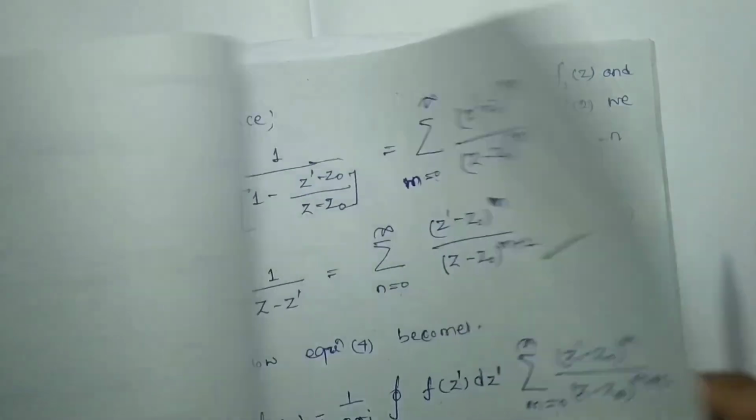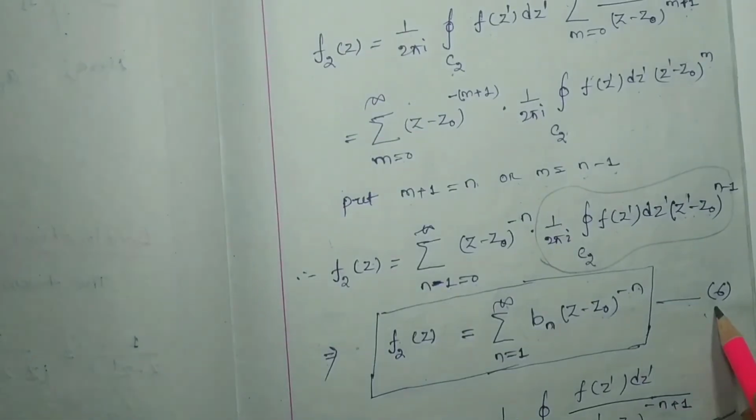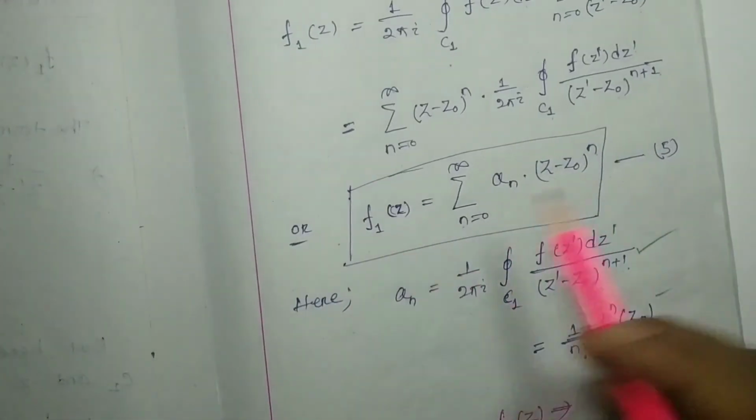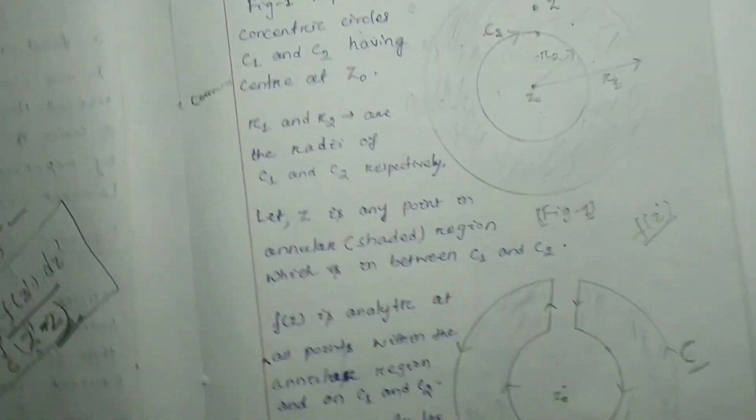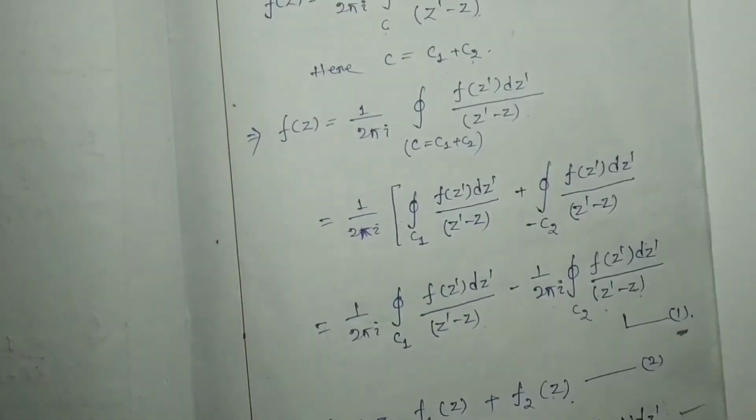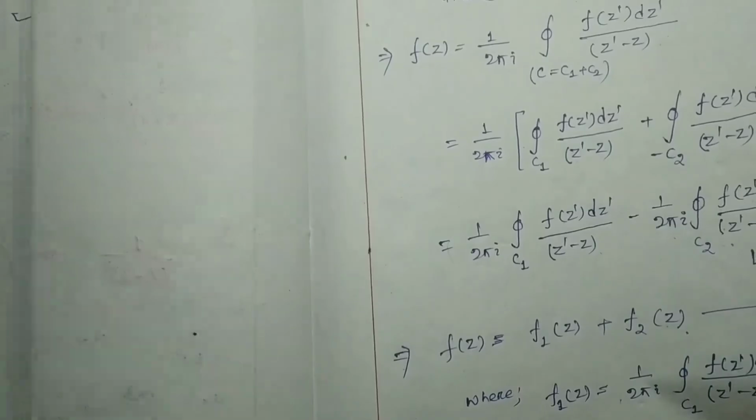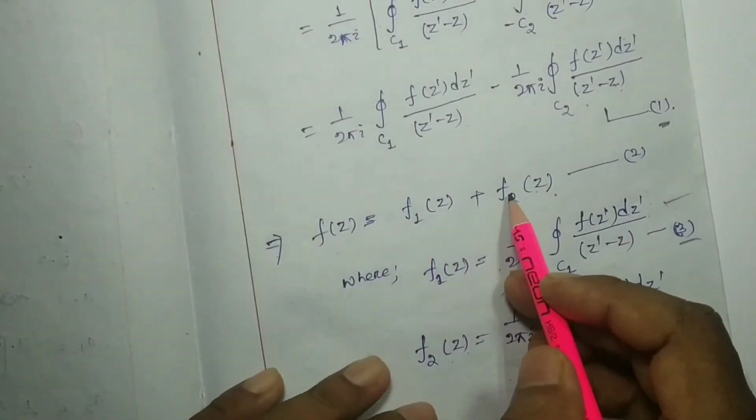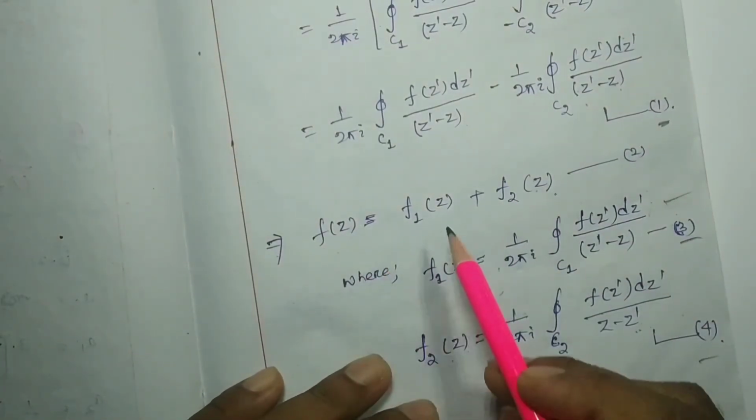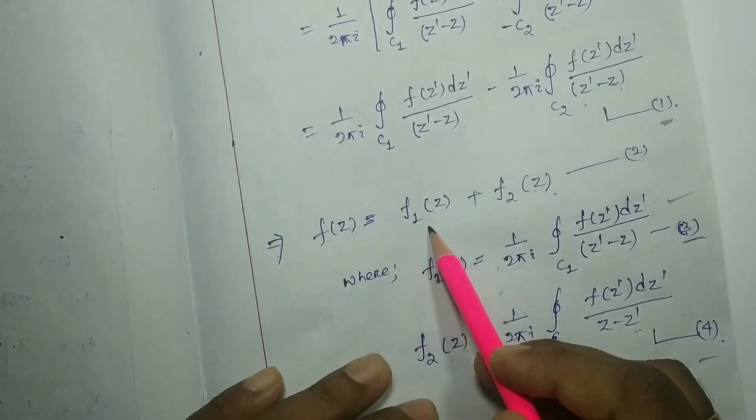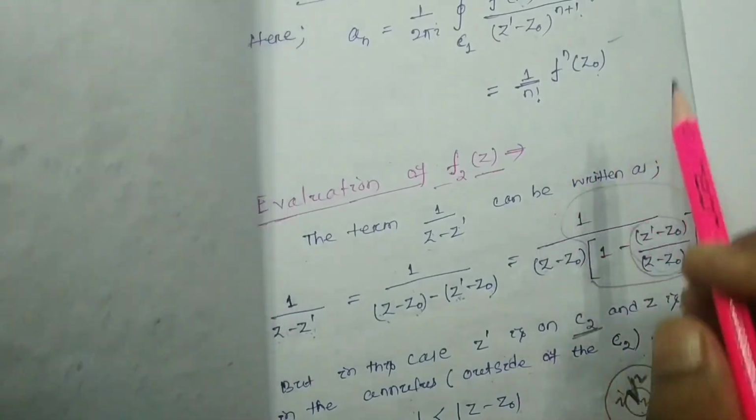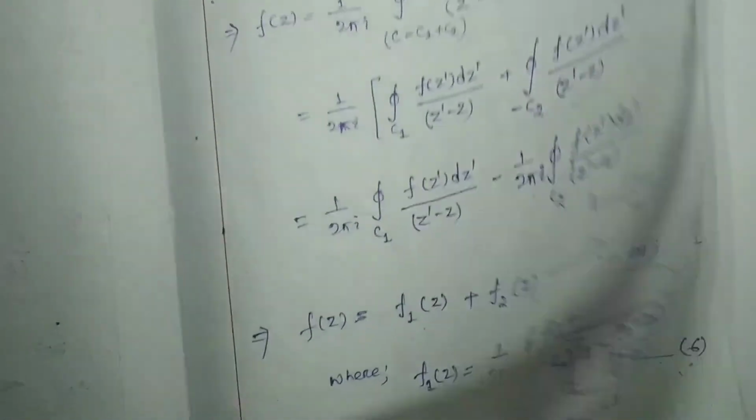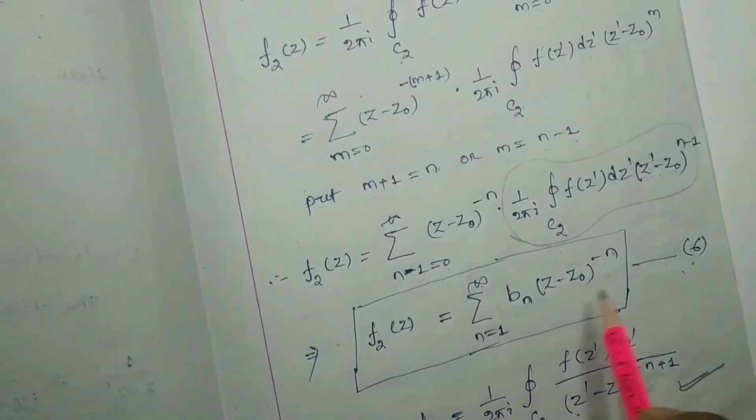Okay, now substituting the value of f1(z) and f2(z) from equation number 5 and 6 in equation number 2, what are we going to get? See, this is your equation number 6, the value of f2(z). Equation number 5 represents your value of f1(z). Now we are going to put the f1(z) and f2(z) values in equation number 2 to get the final expression. So f(z) is nothing but f1(z) plus f2(z), where f1(z) is equation number 5, and f2(z) we found, which is represented by equation number 6.